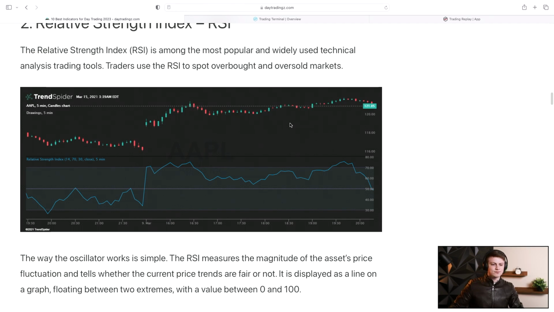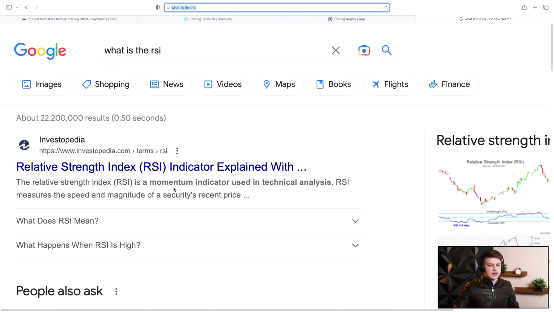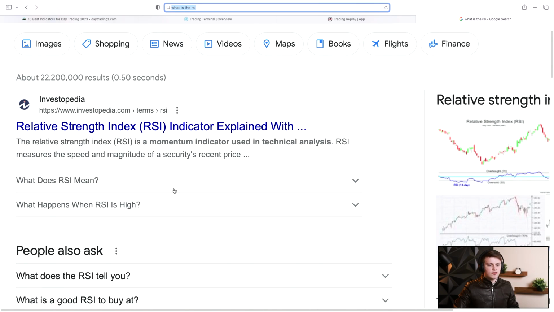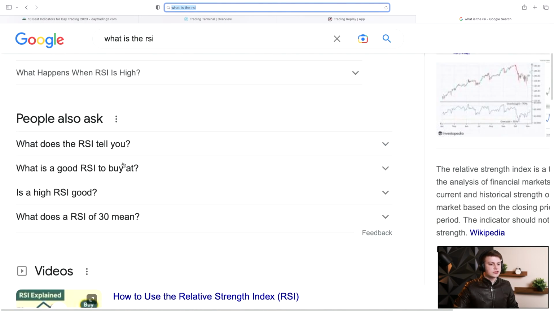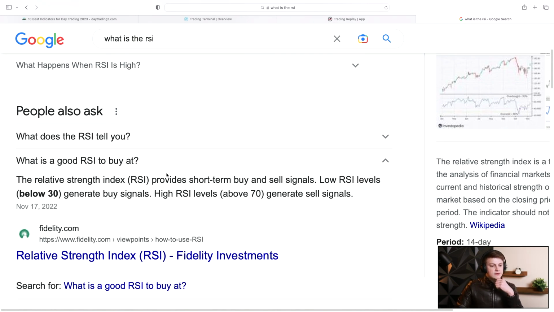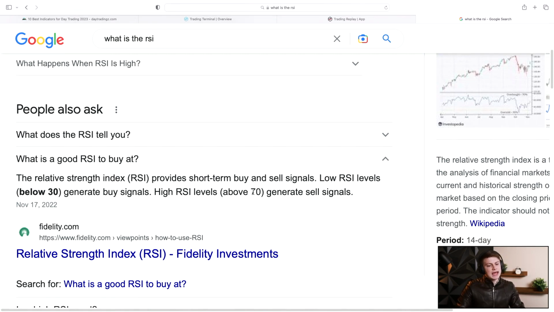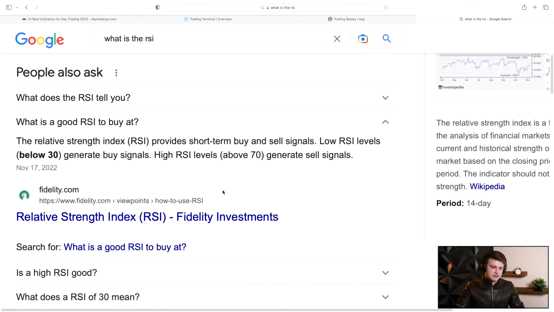Yeah, okay. So while we've learned a little bit from the article, let me just do a little bit of Google searching. What is the RSI? Okay. Relative Strength Index is a momentum indicator used in technical analysis, of course. Okay, so what is a good RSI to buy at? The Relative Strength Index provides short-term buy and sell signals. Low RSI below 30 is a buy, and high above 70 is a sell.